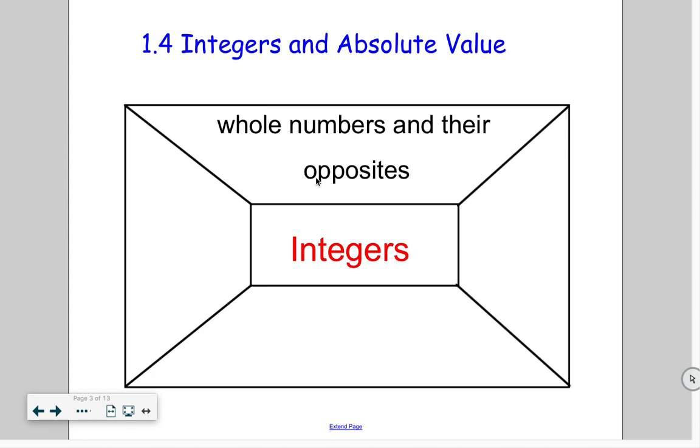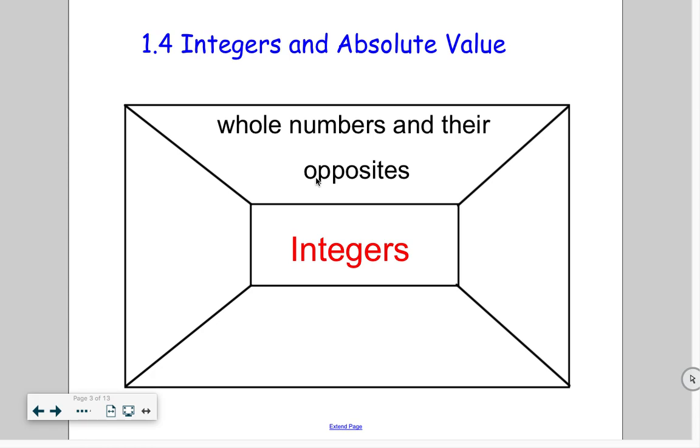Notice what it says in the middle of our number line. Integers. This is an example of an integer number line. Do you see any fractions or decimals up here? No, because fractions and decimals are not included as integers. It is just whole numbers, 0, 1, 2, 3, 4, 5, 6, 7, 8, 9, 10, and opposites, -1, -2, -3, -4. Get the idea?